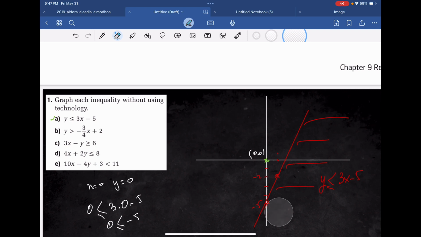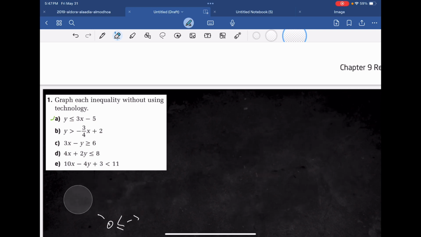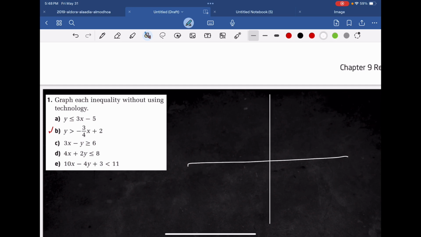Now let's do the other example. The other question is asking this one: y greater than minus 3 over 4x plus 2. Same thing, same strategy. Draw your x and y axis, give some value for x and y. So x is equal to 0. That means my y is equal to what?